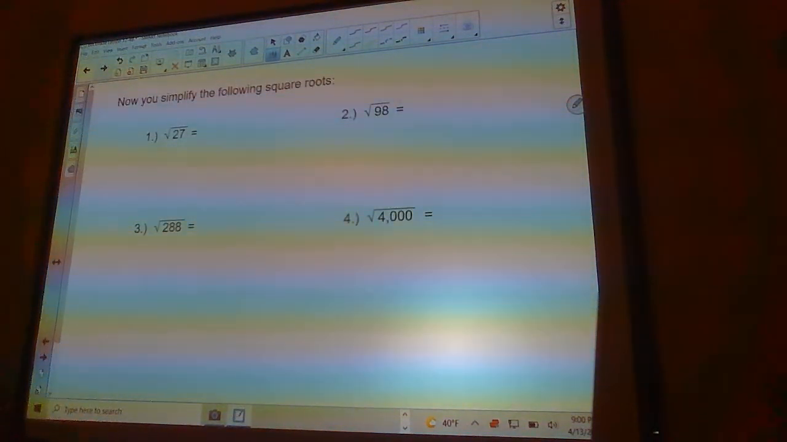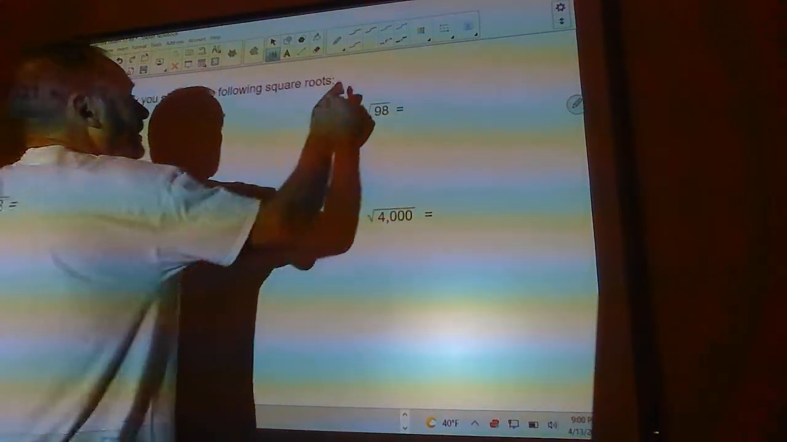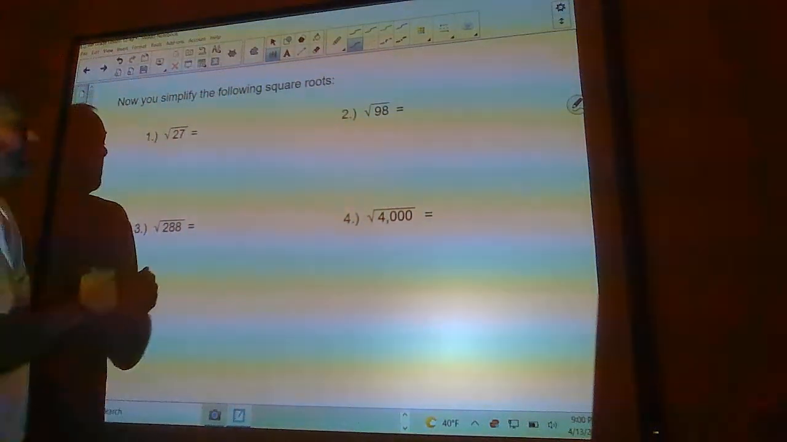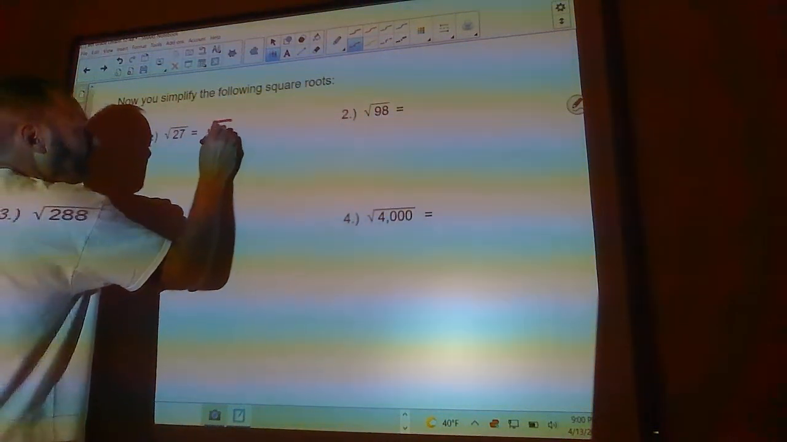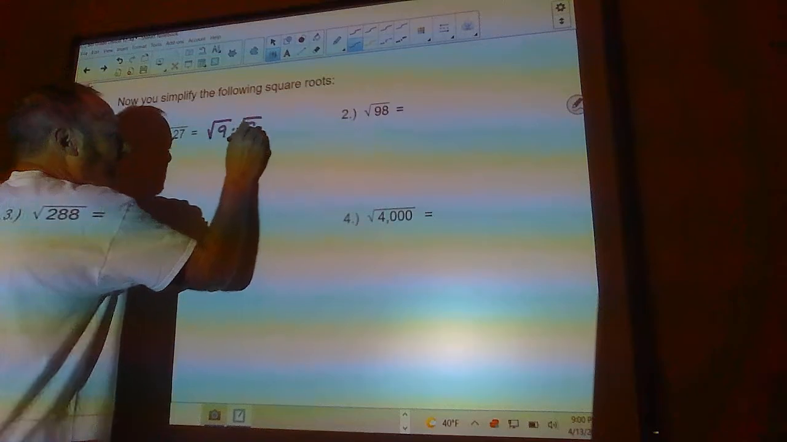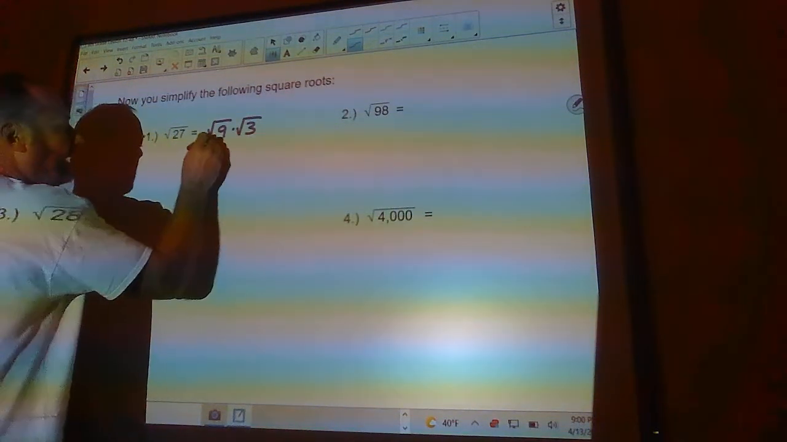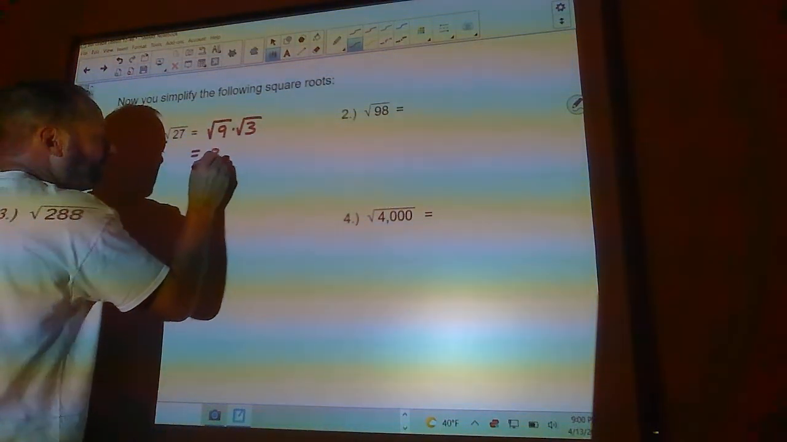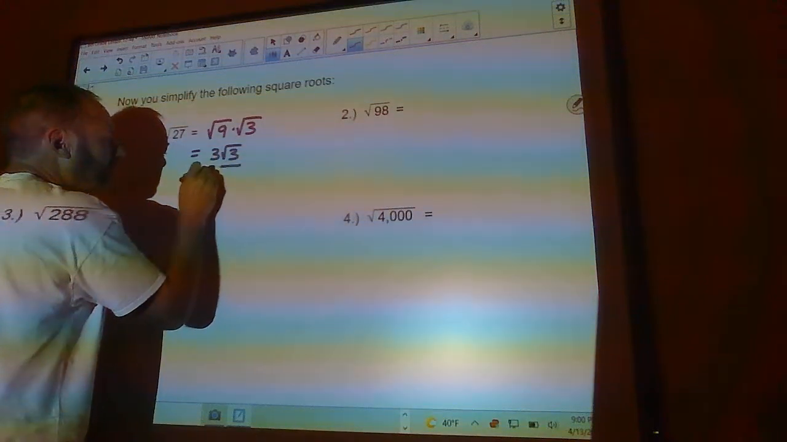Okay, so here's what you're going to do: you're going to pause the video. You're going to go ahead and simplify these square roots. Then you're going to jump back on here and see how you did. Okay, so the square root of 27, that's the square root of 9 times the square root of 3. And 9 is the perfect square. That's just 3. So this becomes 3 square root of 3.